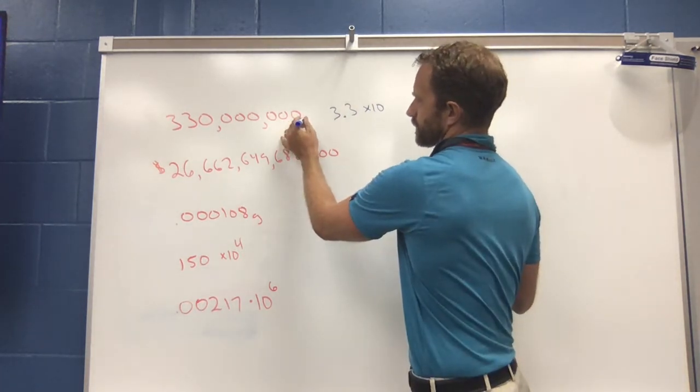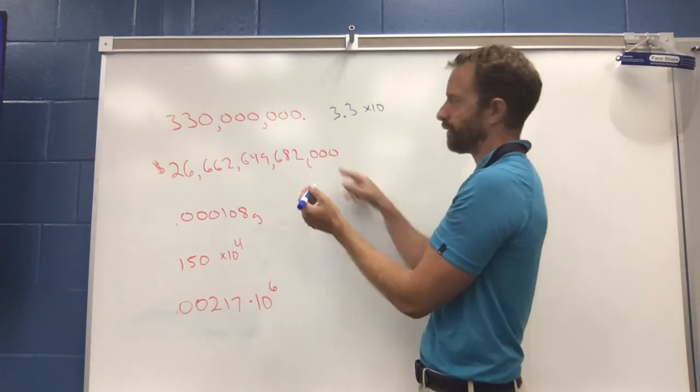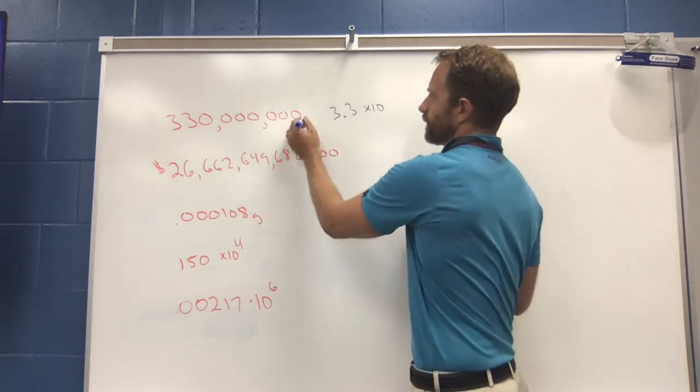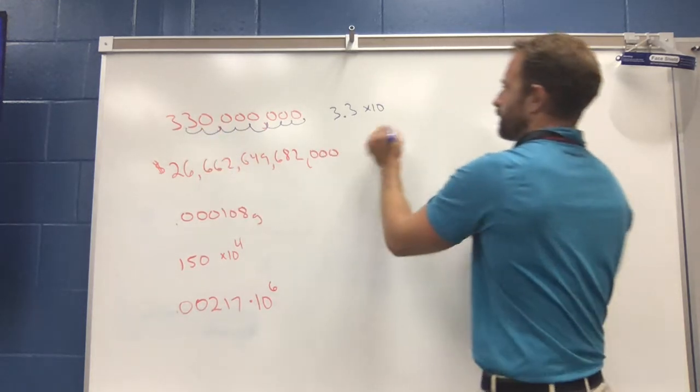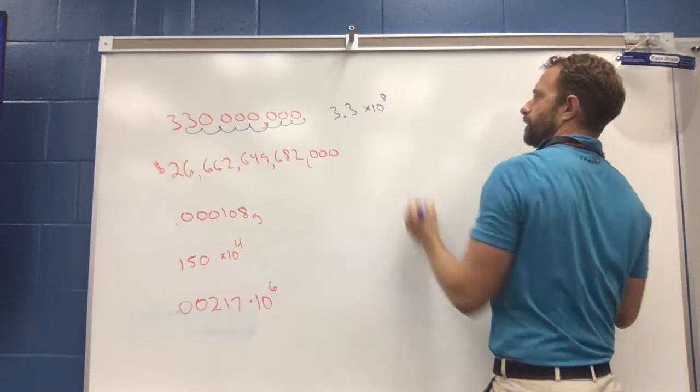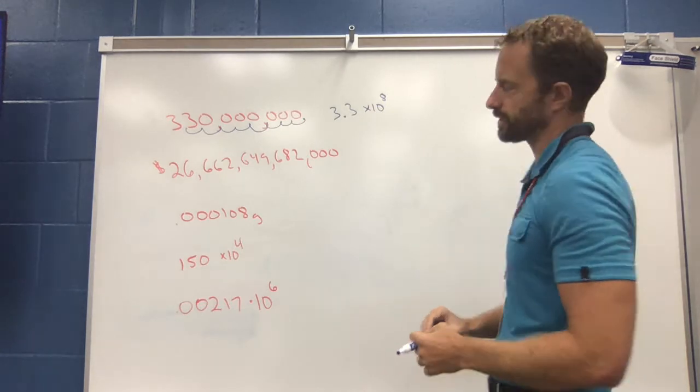The decimal point started off here because there wasn't a decimal point. I know that my decimal point's right there. So we go 1, 2, 3, 4, 5, 6, 7, 8. So 3.3 times 10 to the 8th people would be that in scientific notation, right?